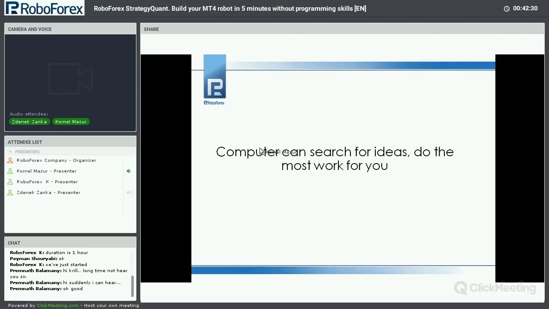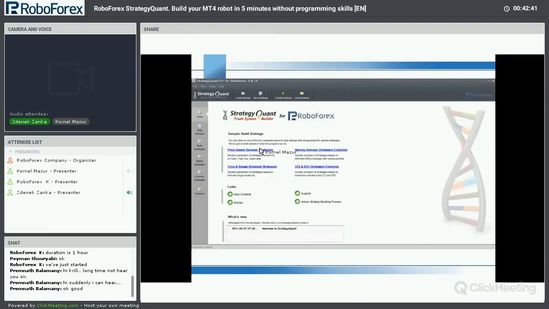So the computer can search for ideas and do most of the work for you, and I can generate strategies without any ideas. And then here are some screens of how this software looks. I put here just some basic screens. We will not go through the settings because it's rather deep, and we'll do it in some upcoming webinar, or you can download the really good materials we already prepared from the RoboForex pages.